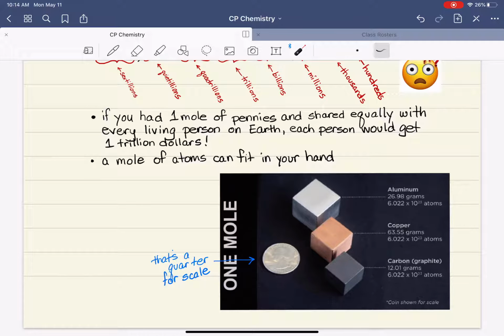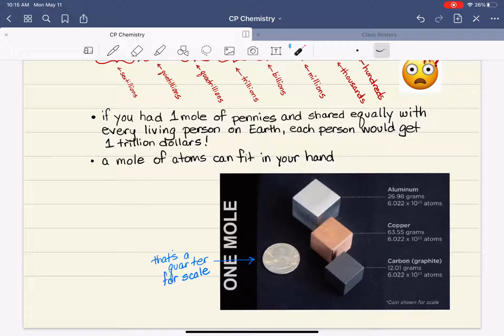Now, if you take a look once again at the fact that atoms and molecules are really tiny, a mole of atoms is small enough to fit in your hand. And if you look at this picture here, you see that here is a quarter for scale. You can see that this is a mole of copper, a mole of aluminum, a mole of carbon. This is a unit of atoms that is something we can work with, something we can put on the balance and measure the mass of. So a mole is really useful for us.